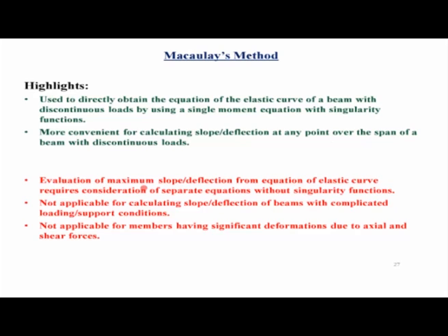However, evaluation of maximum slope or deflection from the equation of the elastic curve requires consideration of separate equations without singularity functions. If you look at that example, to calculate the maximum deflection of that beam, you again have to consider the 3 separate regions: for x between 0 to 2, the other between 2 to 3, and the last one for 3 to 5.